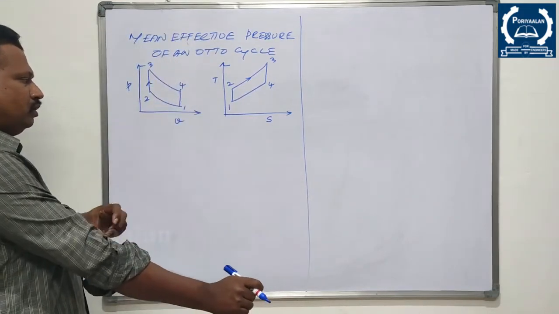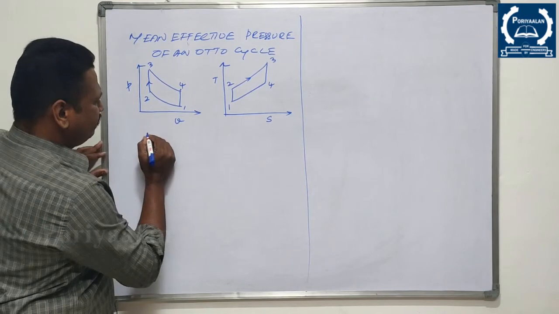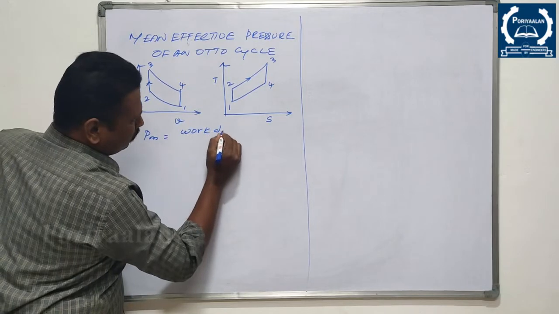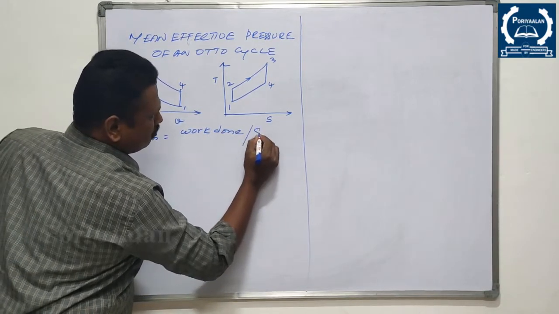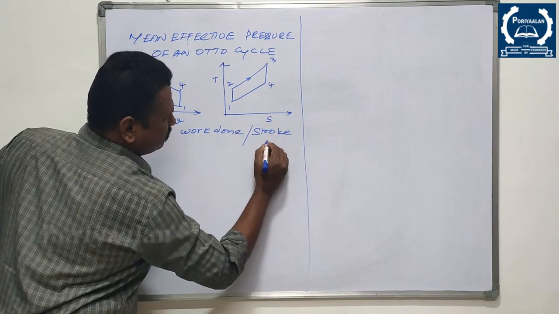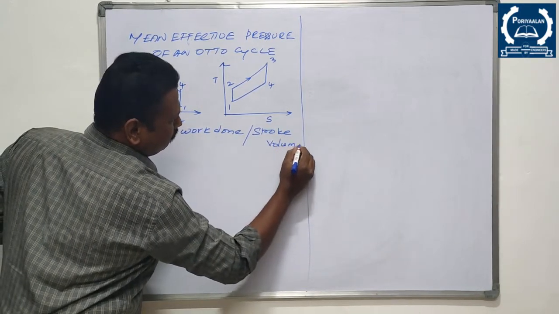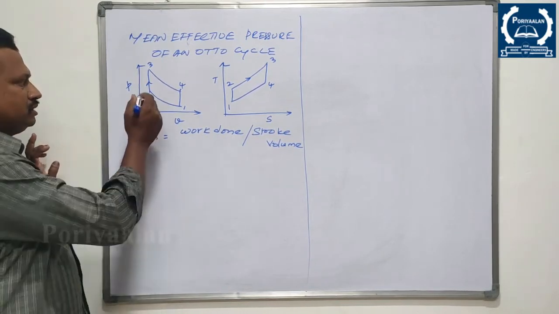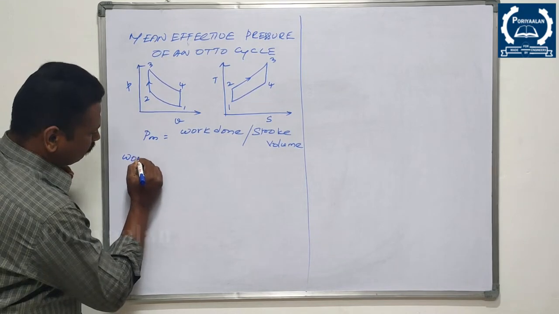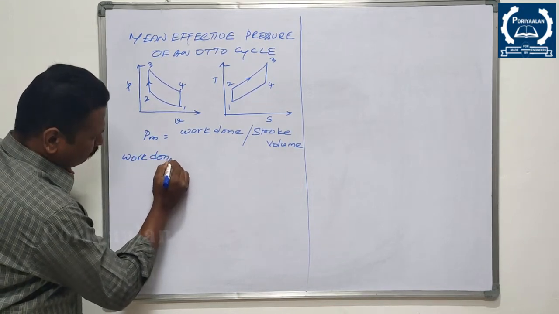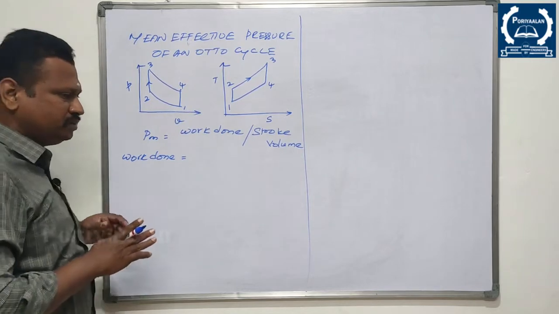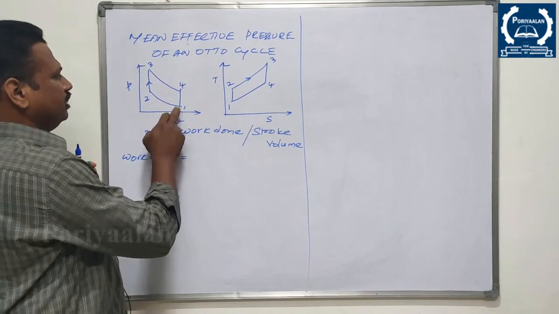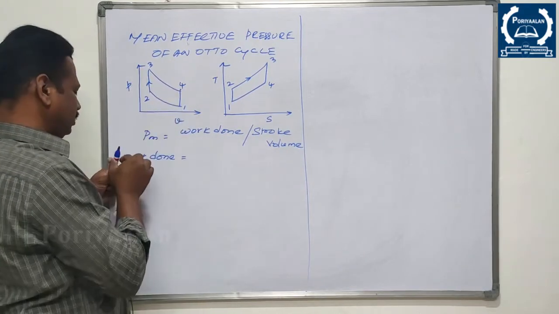So what is mean effective pressure? Mean effective pressure is work done divided by stroke volume. First I am going to calculate the value of work done for this particular process. Strictly speaking, we need the work done for the process 1, 2, 3, 4, 1.